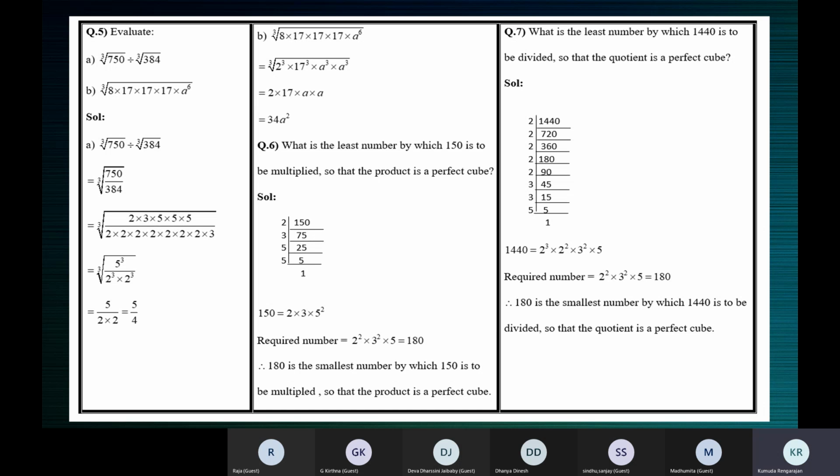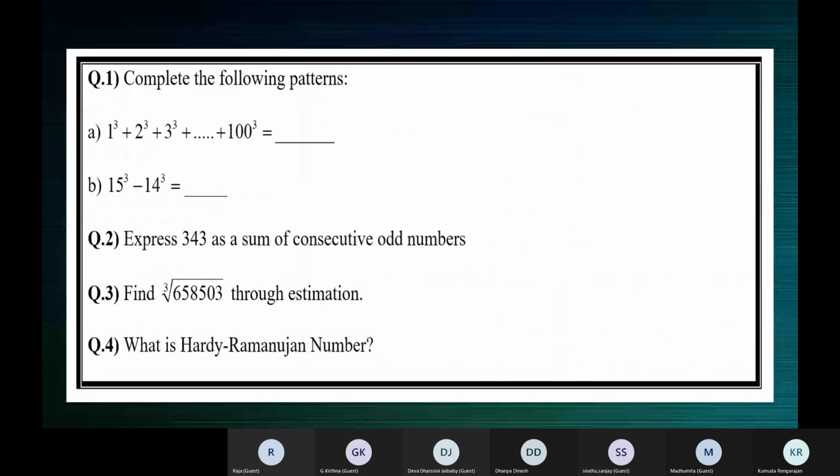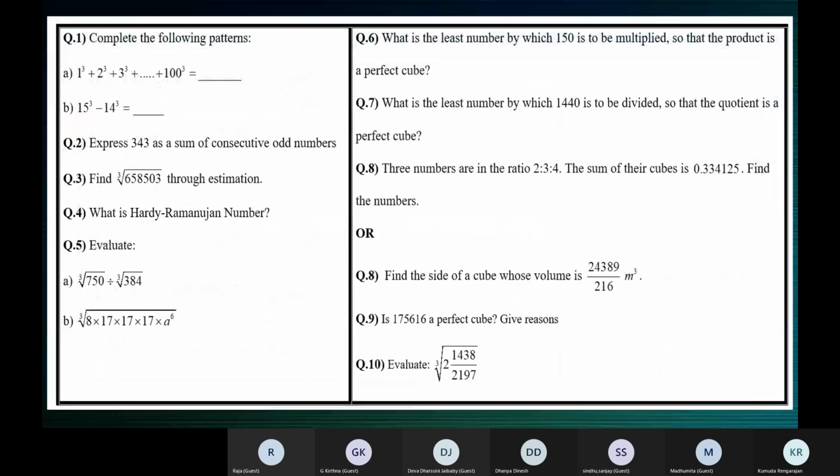Got the difference, children, between finding the number to be multiplied and divided? Yes, ma'am. All right. Please work question number 9.